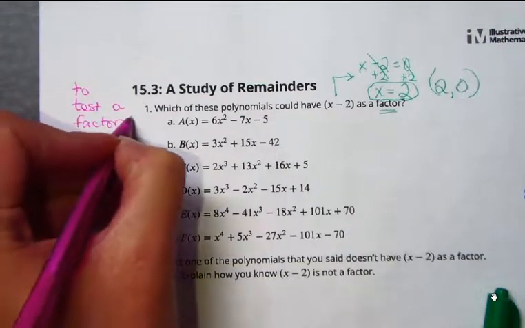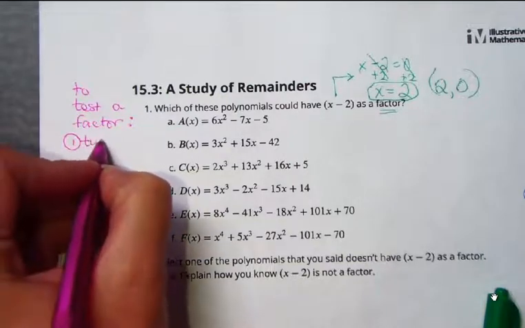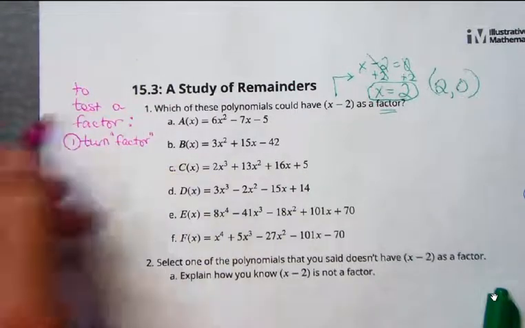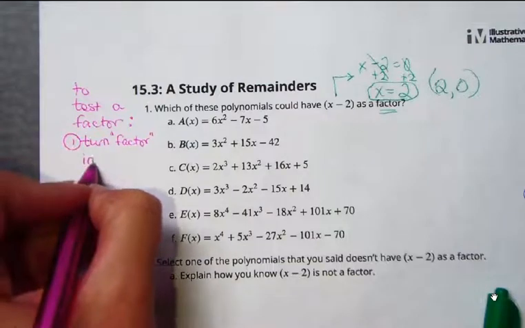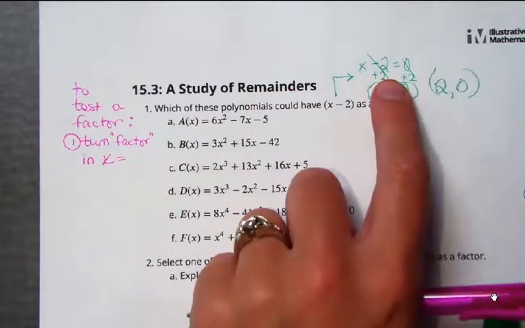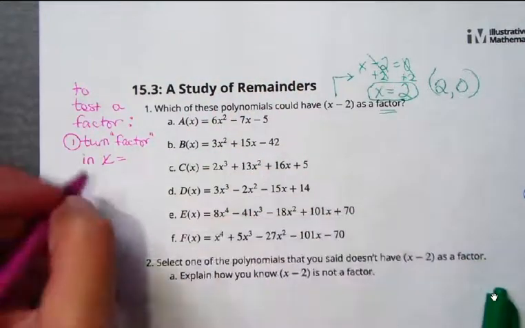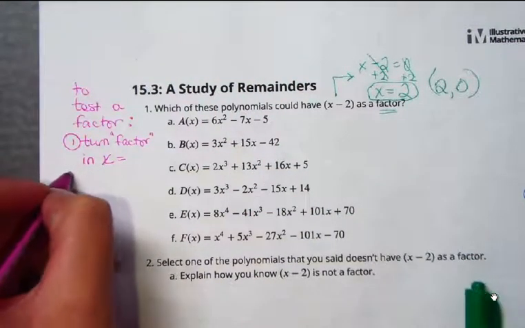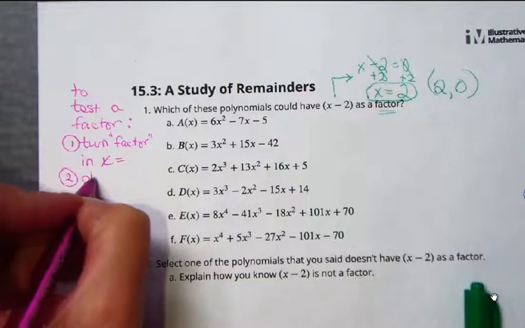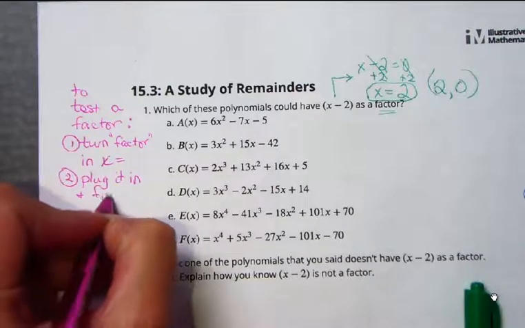it's a 2-step process. Step 1: turn the factor, and I'm putting that in quotes because I don't know if it's really a factor or not, into x equals. Whatever it takes to get that to an x equals. In this case, all I had to do was add 2. Sometimes I may need to divide by another number or do something more, but we want to turn that factor into an x equals. Then step 2 is to plug it into the equation. We're going to find our output.